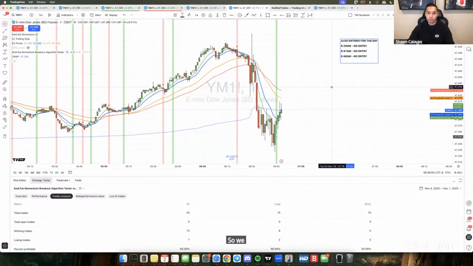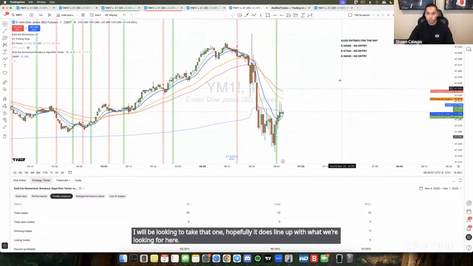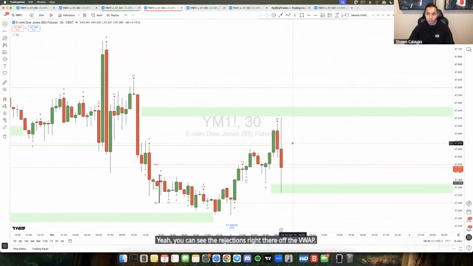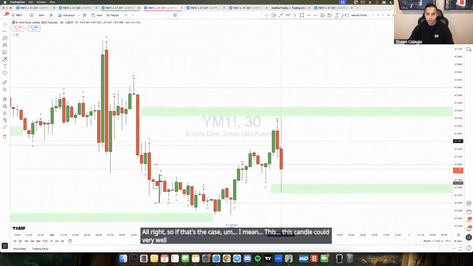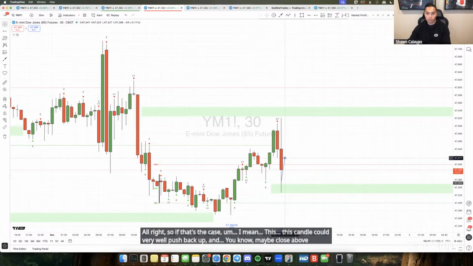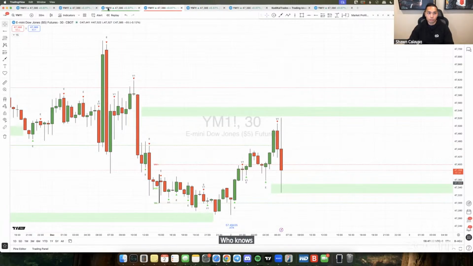So we got one entry coming up in a bit. I will be looking to take that one. Hopefully it does line up with what we're looking for here. You guys can see the rejections right there off the VWAP. All right, so if that's the case, I mean, this candle could very well push back up and maybe close above the value high. Who knows? We really don't know, right?